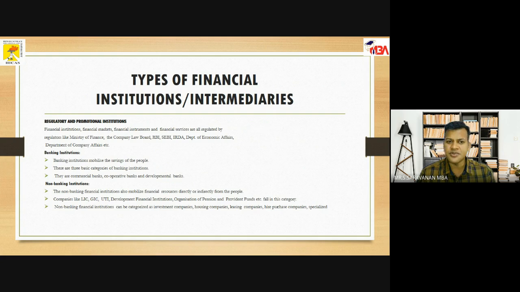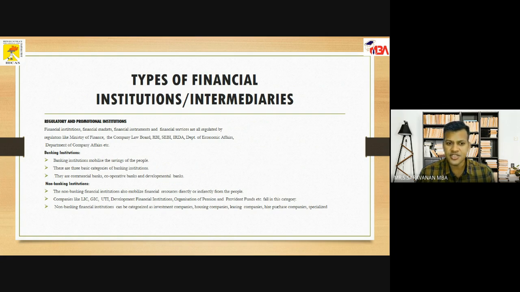Types of financial institutions and intermediaries. Regulatory and promotional institutions: financial institutions, financial markets, financial instruments, and financial services are all regulated by regulators like the Ministry of Finance, Company Law Board, RBI, SEBI, IRDA, Department of Economic Affairs, and Department of Company Affairs. Banking institutions mobilize the savings of the people. There are three basic categories: commercial banks, cooperative banks, and development banks.